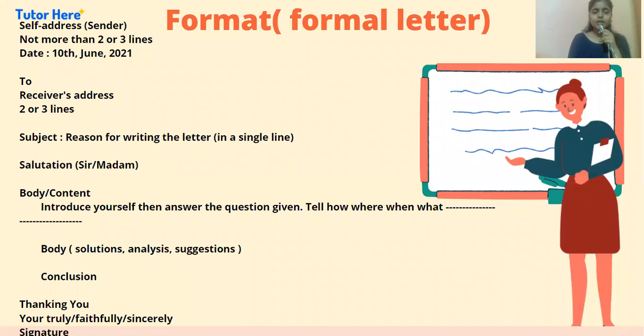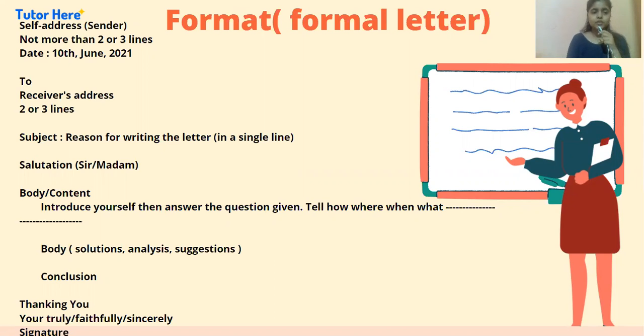Now, let's take a look at the format of the formal letter, which is very important to understand. But before starting, let me tell you that every content of a formal letter or informal letter always starts from the left side of the page and in an enclosed box. First, we put the sender's address. Then we put the date when we are writing the letter. After that, we put the receiver's address, or you can say the person you are writing to. Then we put the subject, meaning the reason for writing the letter, and that too in a single sentence.